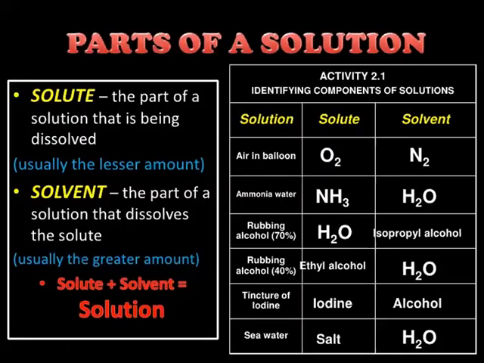Parts of a solution. There are basically two parts. Solute, the part of the solution that is being dissolved, usually lesser in amount, and second, solvent, the part of a solution that dissolves the solute, usually the greater amount. The two combine to give us a solution.